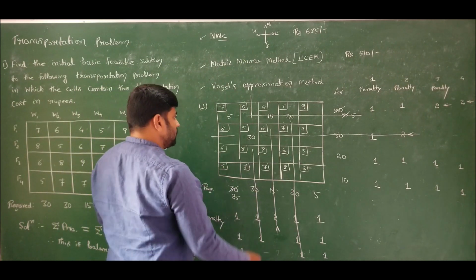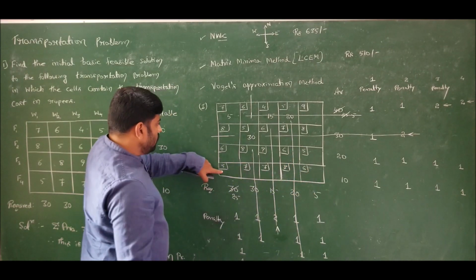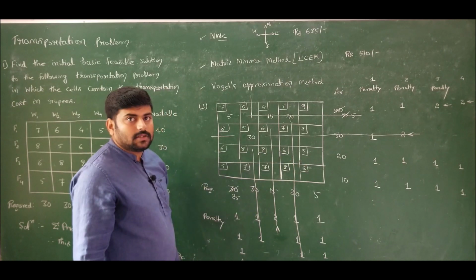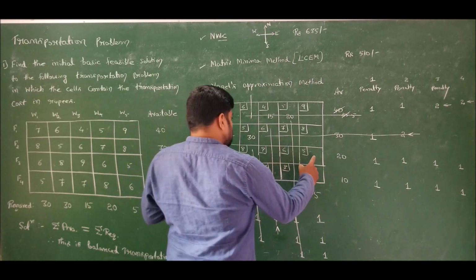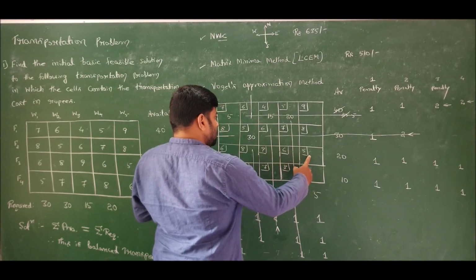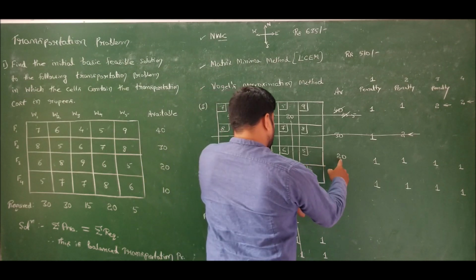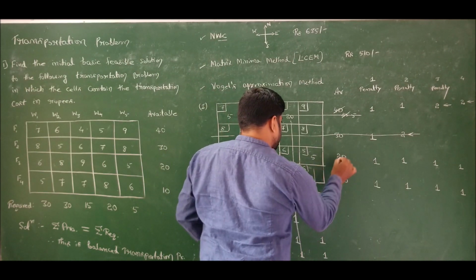So if you carefully observe, 5 minus 6 penalty is 1, 5 minus 6 penalty is 1, 5 minus 6 penalty is 1, 5 minus 6 penalty is 1. There is a tie. So you can break the tie arbitrarily. So let me use the minimum cost first. 5 is here and it is a minimum of 20 and 5. So I allocate 5. So this will be eliminated.